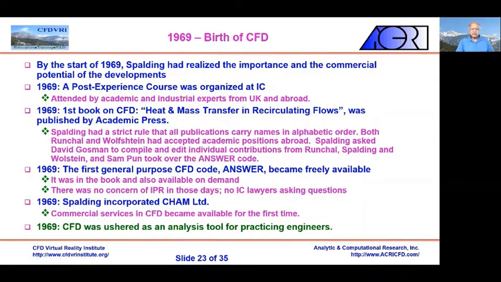It was freely distributed. It was in the book, and it was available on demand to anybody who wrote to us. In those days, there was no concern for intellectual property and no lawyers asking us questions. So if you wanted a code, you wrote to us, we sent it to you. Another development was that the first commercial services in CFD became available in 1969. Spalding incorporated CHAM, Combustion, Heat and Mass Transfer Limited. So as far as I'm concerned, CFD was ushered in as an analysis tool for practicing engineers in 1969.